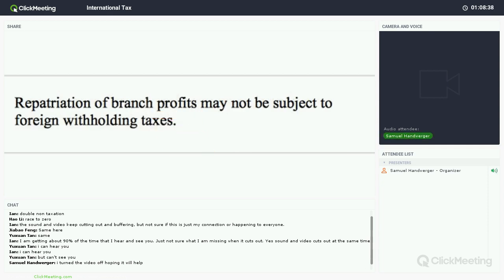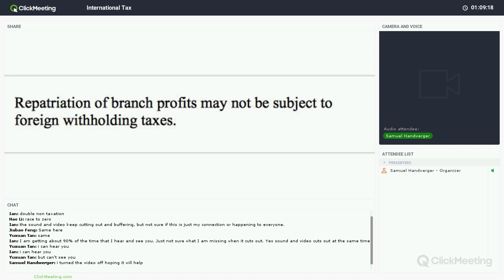If we're a branch, we make profits in country B, there's something called repatriation of those profits. That's where we're going to send the profits back to the US company. Remember, the branch is not a separate company. It's not a foreign company. It is specifically just the US company doing business overseas. So it can send the profits back to the US parent company that's there in the United States. They can send those profits back anytime, and there's usually not withholding taxes.